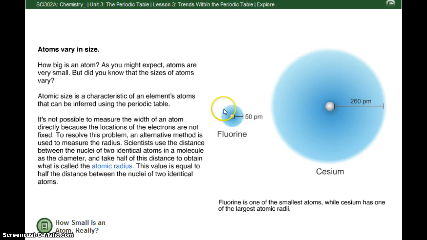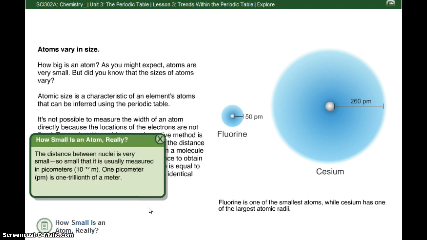So they have to put two fluorines next to each other, and then they can measure how far apart the nucleus of this fluorine is from the nucleus of the adjacent fluorine, and then they can divide that by 2, and they can figure out the radius that way. And the reason is because the electrons are always moving. It's not like you can take a picture and say, oh, the electron's right here. I can't just measure it directly, so they have to measure it indirectly.